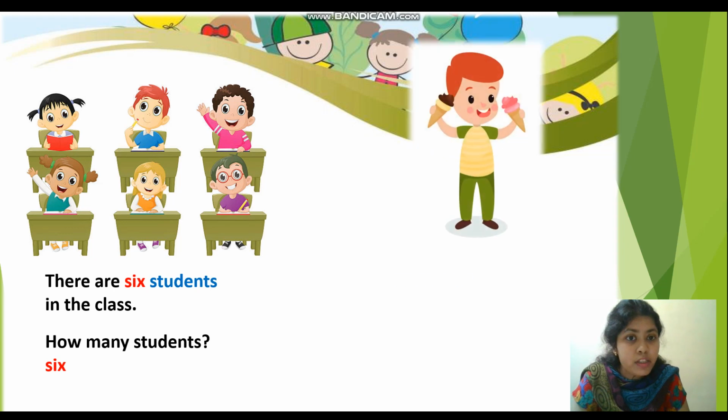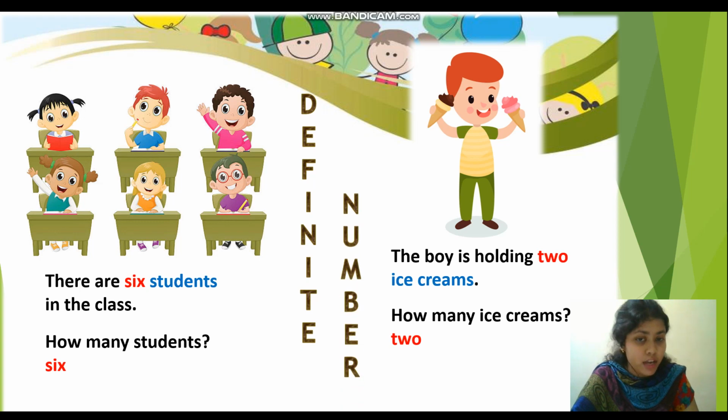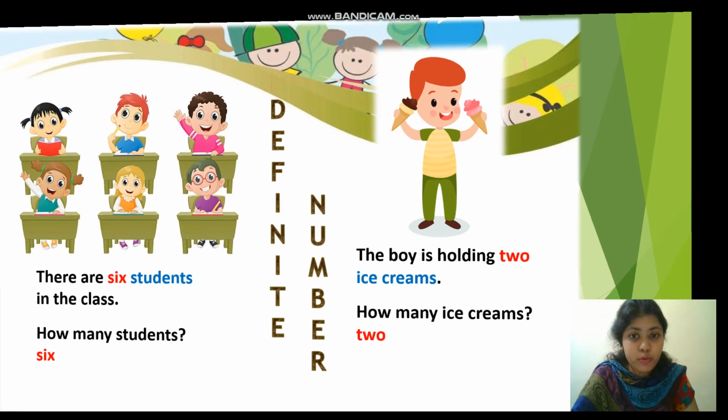Let's see the second example. The boy is holding 2 ice creams. Again, children, here ice creams is a noun and the word 2 is telling about the number of ice creams. Again, the word 2 is adjective of number and when we are asking the question how many ice creams, we are getting the answer 2. Now children, as you can see, the words 6 and 2 are telling the exact numbers. So these kind of numbers are called definite numbers. Fine. Now let's move further.